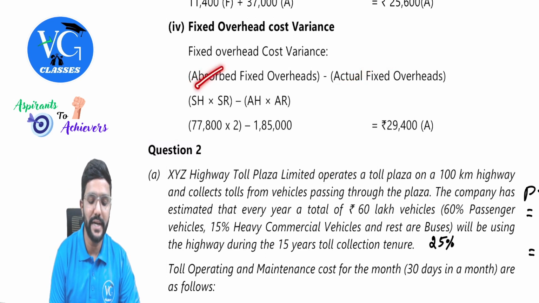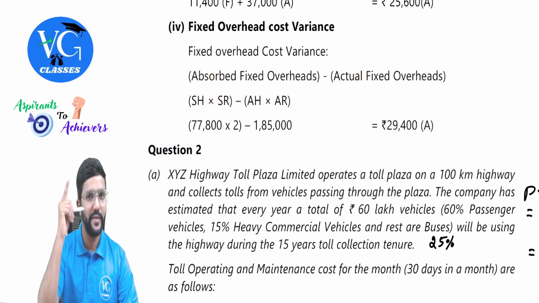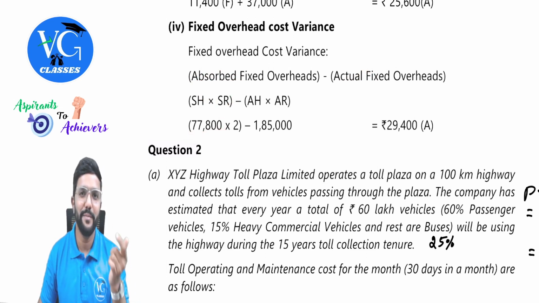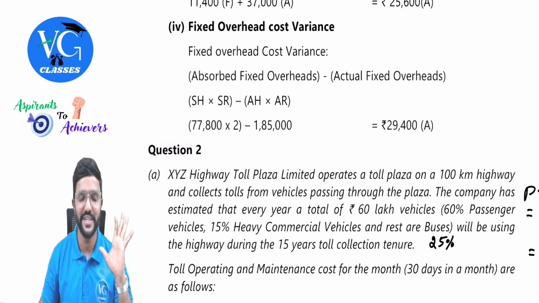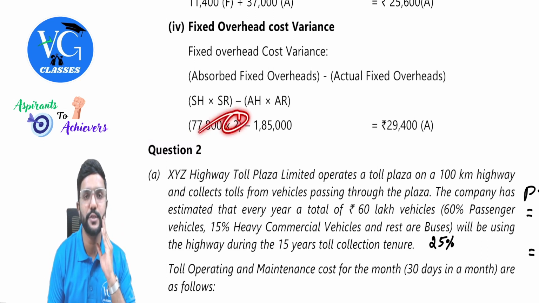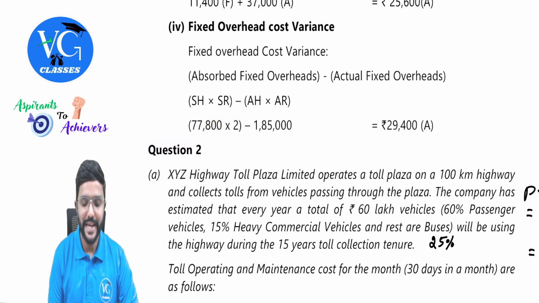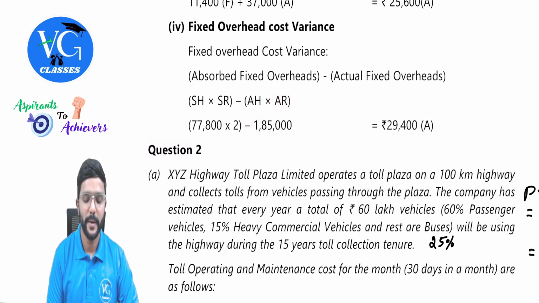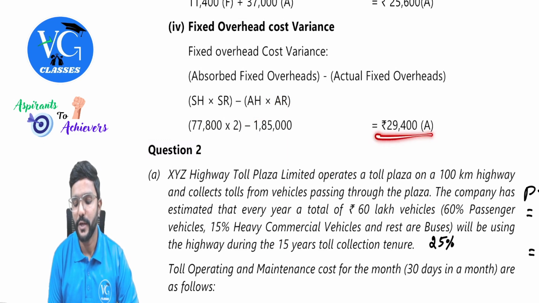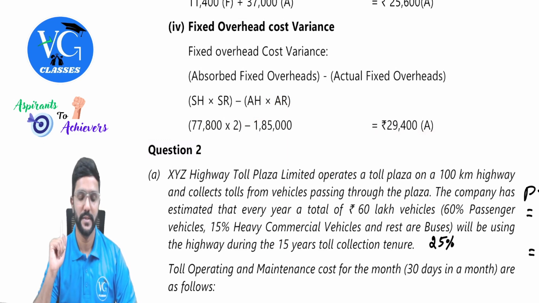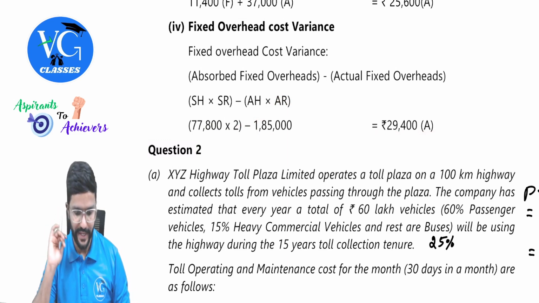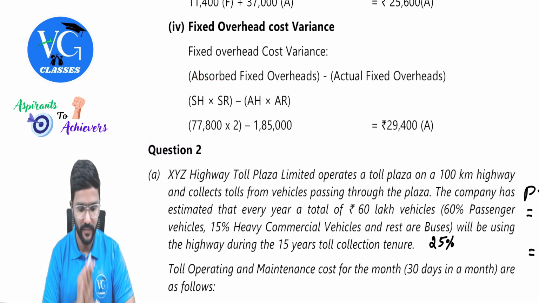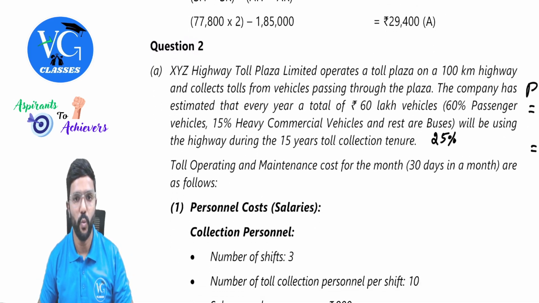So observed is nothing but standard hours into standard rate. Standard hours we already know, 77,800, and it remains the same for variable as well as fixed. It will not change. Into standard rate, 2 rupees per hour, minus actual fixed overhead, which they have given in the question, 1,85,000. So you'll get 29,400 adverse fixed overhead cost variance, which is observed fixed overhead minus actual fixed overhead. Done with question number 1.